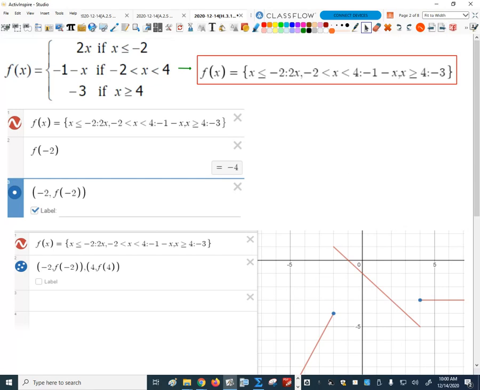Questions on Desmos? Give me 1 to 5 on that. We good on how to use Desmos to graph piecewise functions? Okay. Probably takes a little practice. You'll get a little practice.